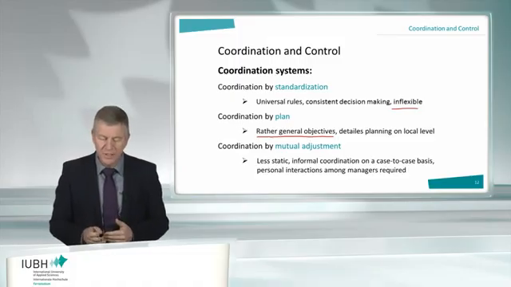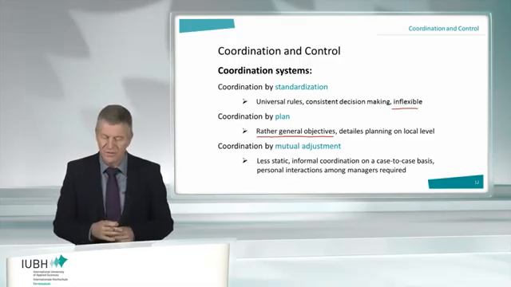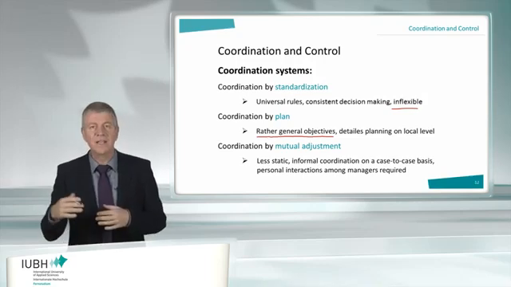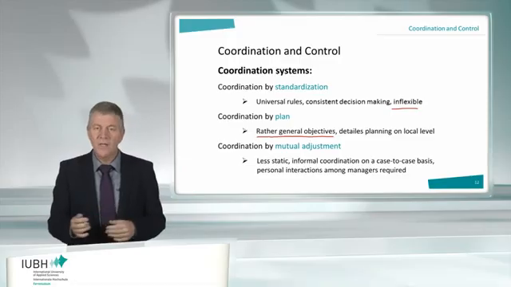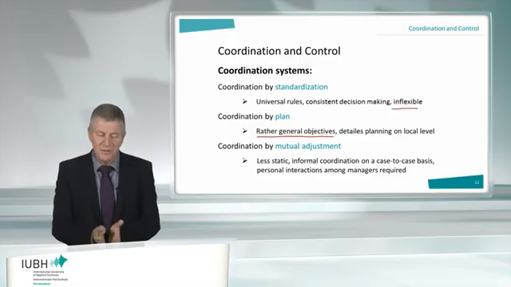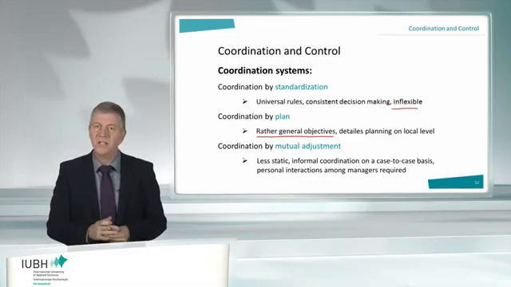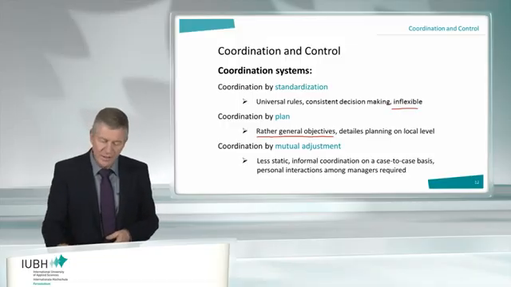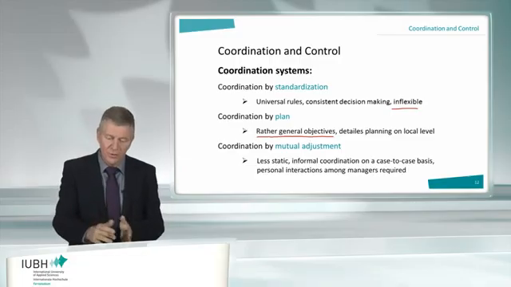Coordination by mutual adjustment would mean that you remove the static of all the other coordination systems. It's marked by an informal coordination on a case-to-case basis, and it requires ongoing communication among managers. Now the problem is that here you have probably the lowest level of formal coordination, and that of course also comes with some problems. That is why, as I told you, none of these coordination systems comes alone. You would always opt for a mix of it.